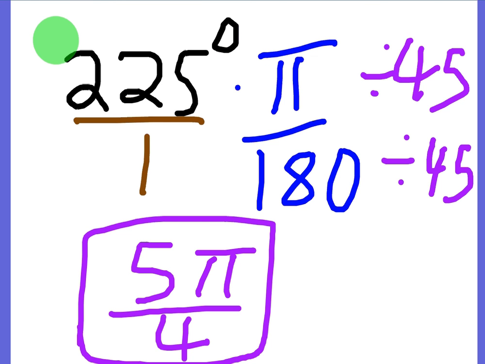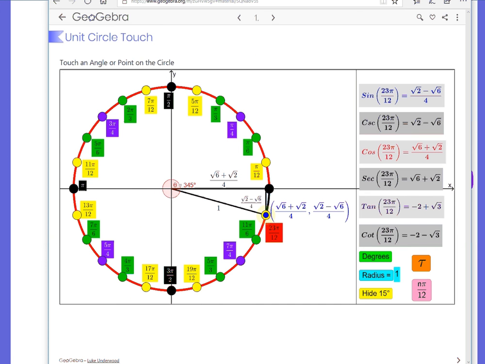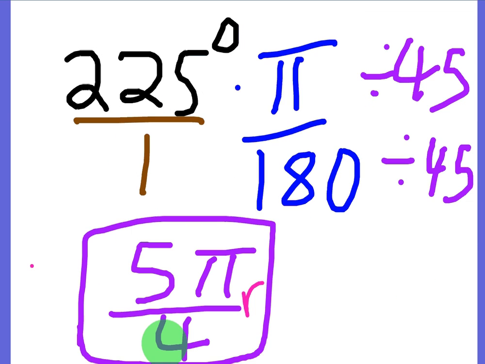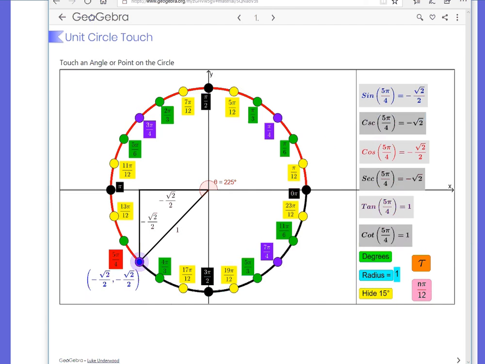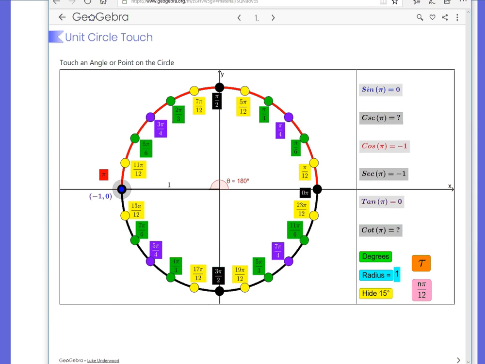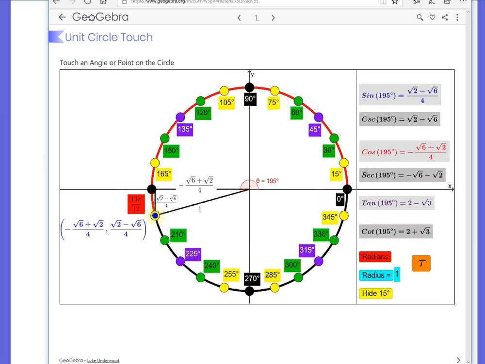How about 225? Multiply by pi over 180. The GCF is 45. So divide top and bottom by 45, and we get 5 pi over 4 radians. Which again, if we bring back our unit circle up, we can see 5 pi over 4. There it is, 225 degrees. One more, 180. Well, if you multiply 180 by pi over 180, obviously the 180s are going to cancel and we're going to end up with pi. Again, that is kind of our benchmark. That's how we relate degrees to radians easily. There are pi radians in 180 degrees. We can see that on our unit circle app. Pi is the same thing as 180 degrees.